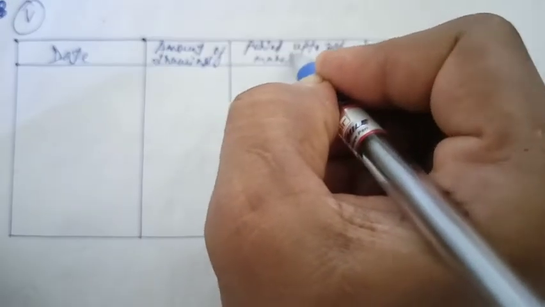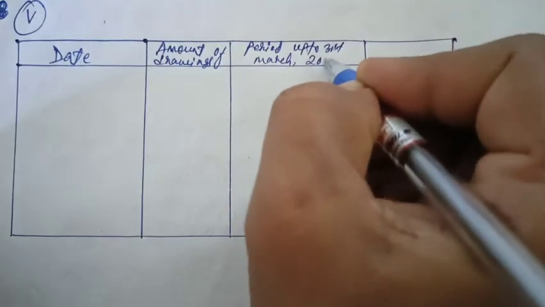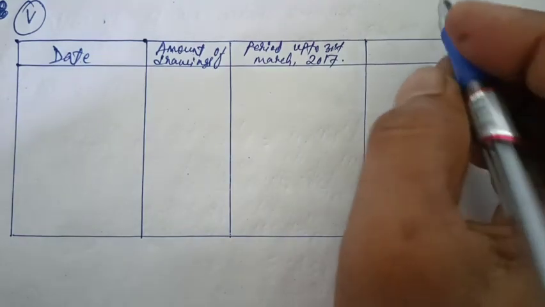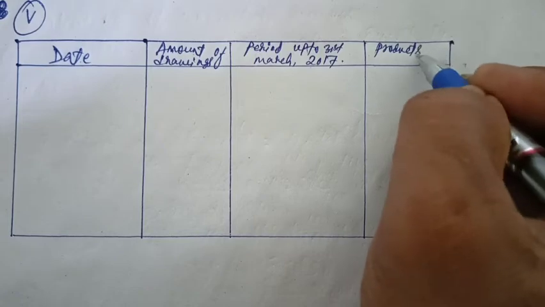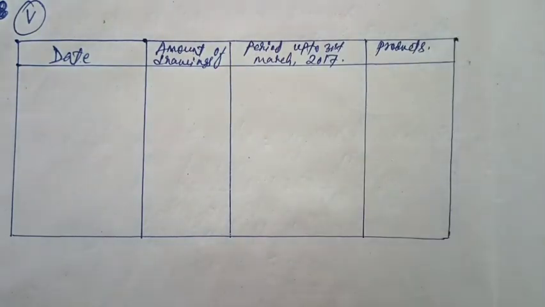Okay, period, month up to 31st March. Okay, for how many months it is being withdrawn. Okay, next product, that is multiply.